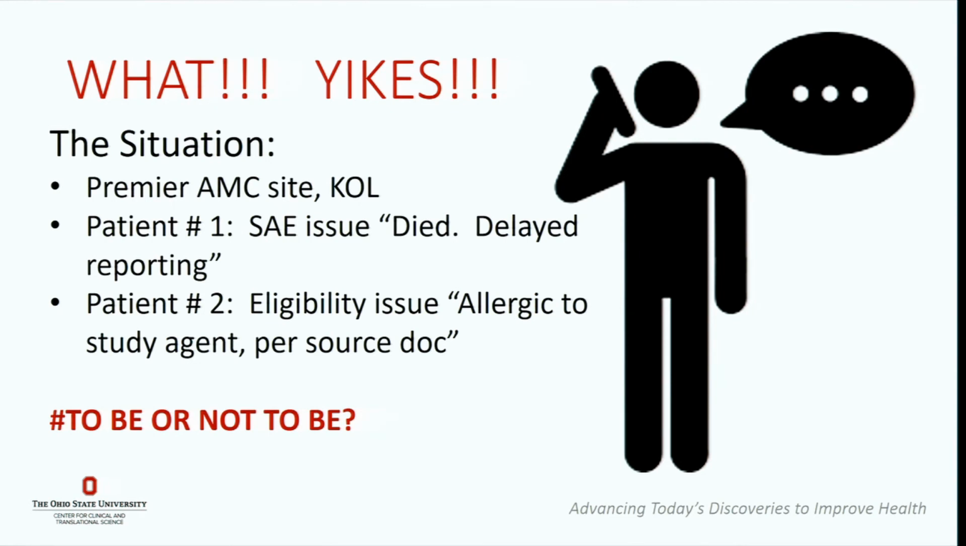And then patient number 2 has an eligibility issue. In the medical record, it says that they are allergic to the study agent in the source document, and they have enrolled that patient, randomized them into the trial, and rocking along in the trial. And so the question she had is to be or not to be, first for herself, because she wants to jump over a cliff because she's got to confront this key opinion leader who might annihilate her and cause her to be fired. It was a very nerve-wracking situation.